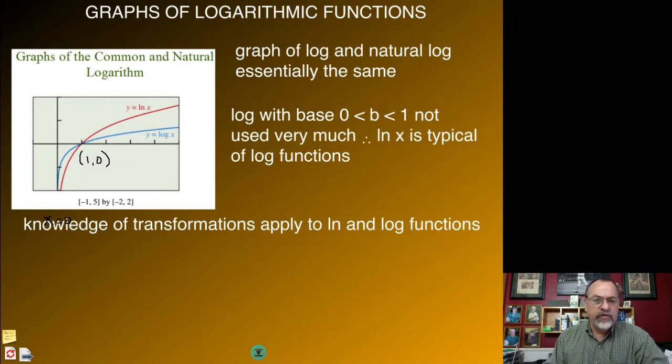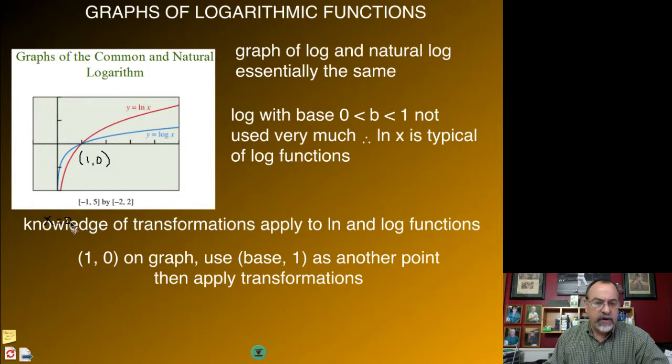So all those transformations that we've been working with over the last couple of years are going to apply. So in order to graph these, we want to put our asymptote on there. We'll put (1, 0) on the graph.